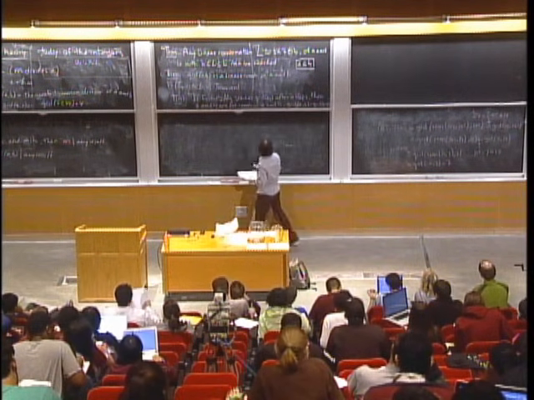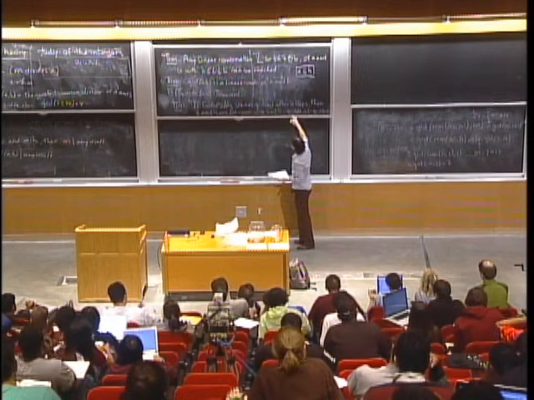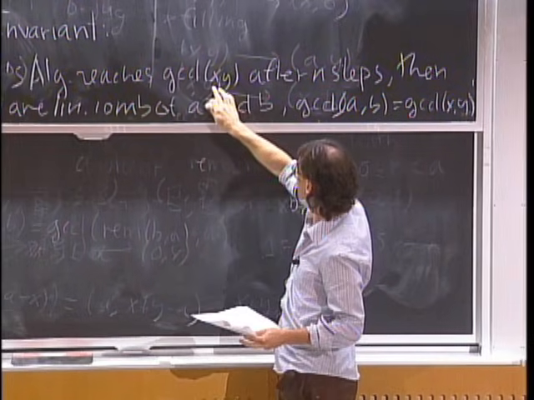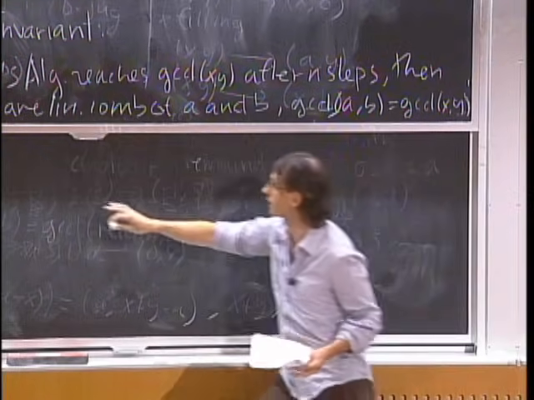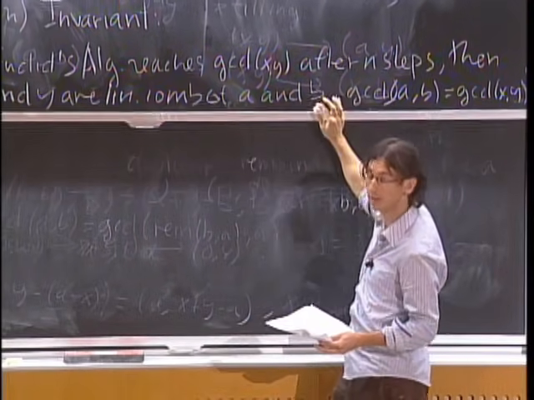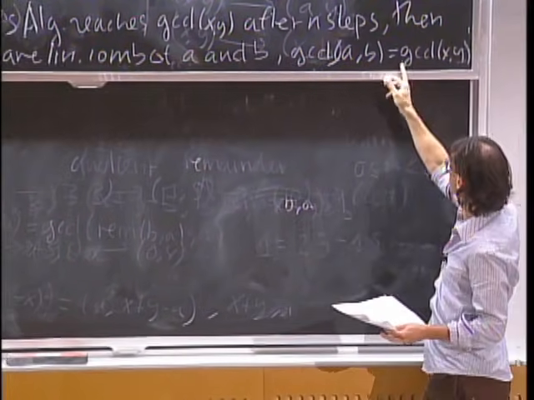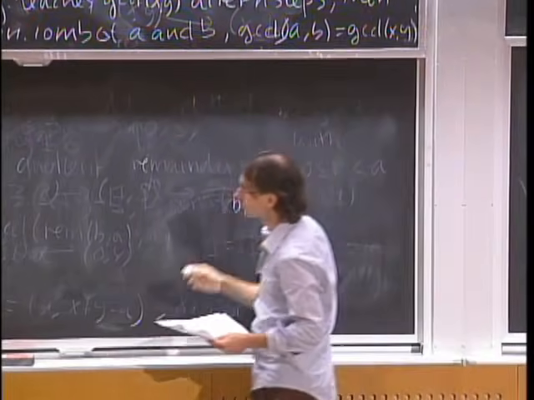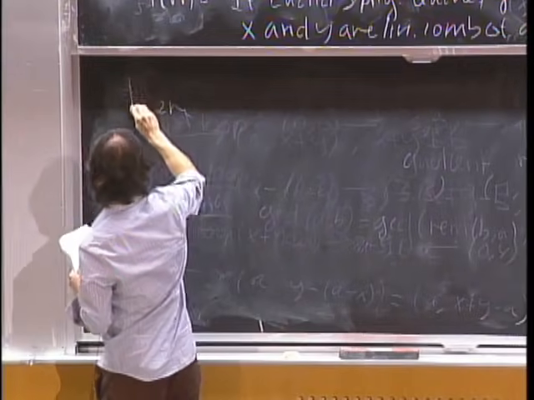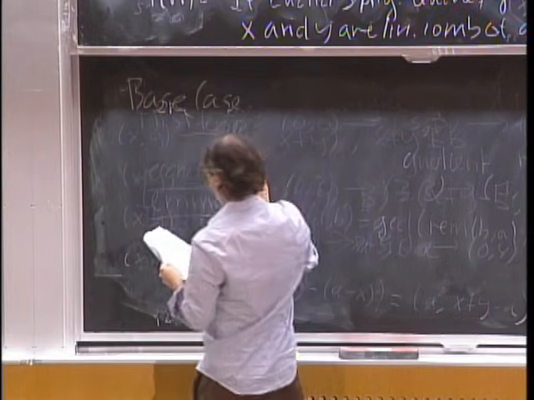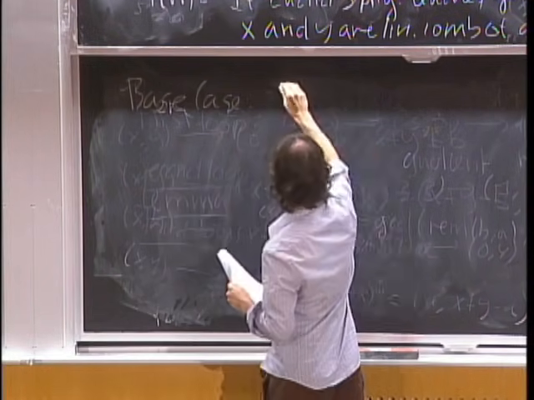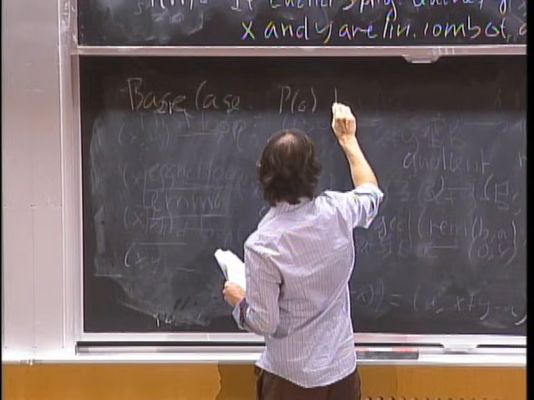So obviously, after 0 steps, x equals a, y equals b. So of course, they are linear combinations of a and b. And this equality holds as well. So for the base case, after 0 steps, we immediately know that P0 is true.